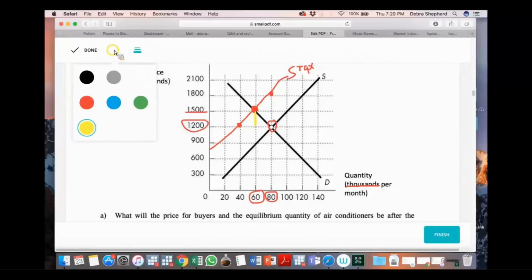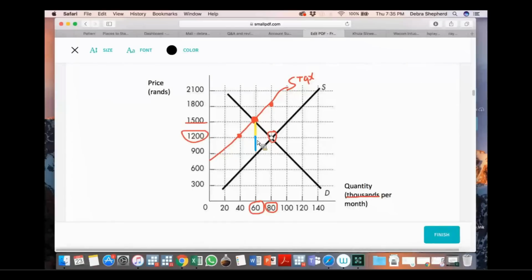The difference then is the tax that has to be paid by suppliers of air conditioners. So suppliers used to get 1,200 Rand per air conditioner. After the tax, they are getting 1,500 Rand from consumers, but 600 Rand of that 1,500 Rand is a tax that needs to be paid to government. So if we go from this point here all the way down to the supply curve, we see that suppliers actually now are only receiving 900 Rand, which means that 300 Rand of the tax is falling on them.